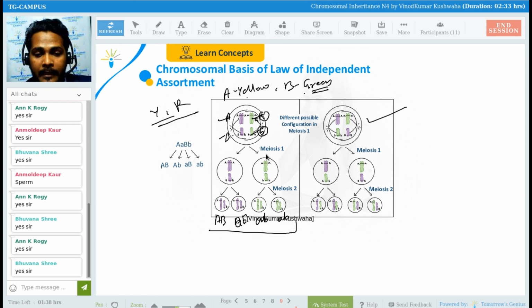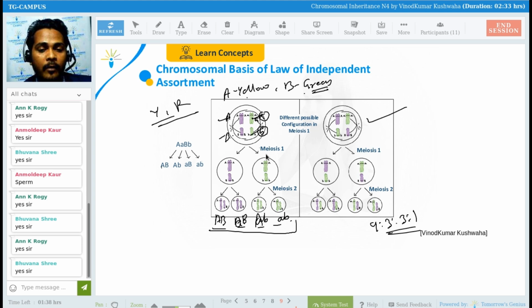This is small a, capital B, then there is capital A, small b, and small a, small b. So all 4 are totally different. Here it produces 4 types of gametes. These gametes randomly fuse and give rise to the F2 generation with 4 types of plants in the dihybrid cross, as we saw in the law of independent assortment, which is 9:3:3:1, right? That is what we have observed in Mendelian genetics.